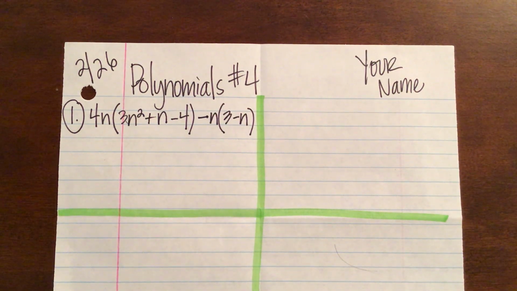So we're doing the application of this. We're multiplying, we're using our distributive property with multiplying powers. And then we're going to end up at the end combining like terms.